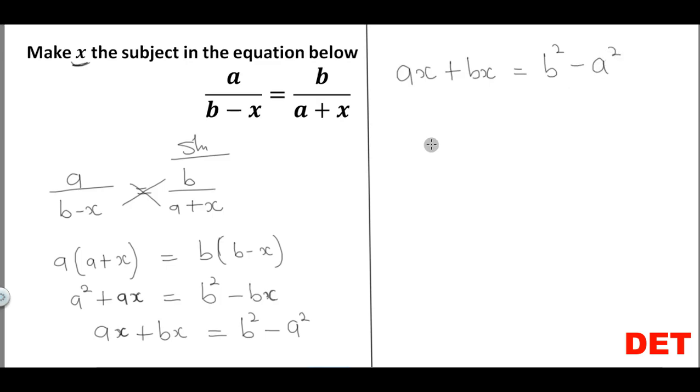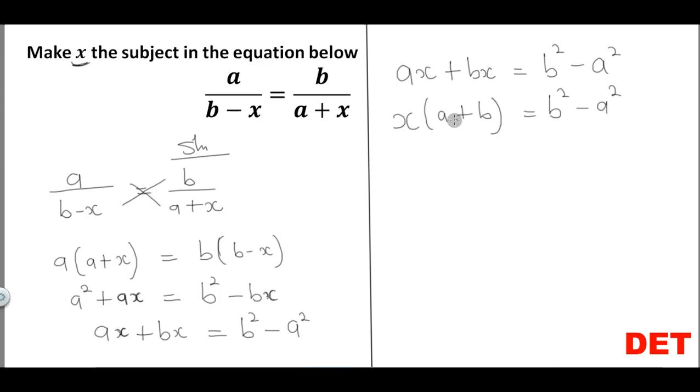So the next thing I'm going to do now is to factorize this expression, is to bring out the x. There's x here, there's x here. X is common, right? So I'll bring x out of the equation and then open the bracket. What will be left here is (a plus b), equal to b squared minus a squared. So what I have here and what I have here are the same. X times a will give you ax. X times b will give you bx. So this equation and this equation are the same.